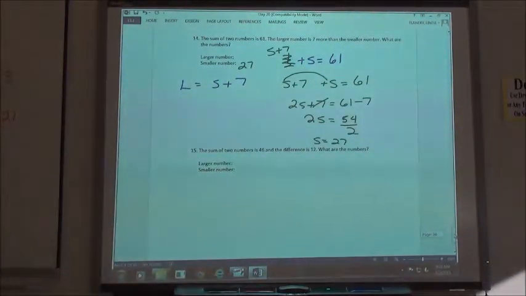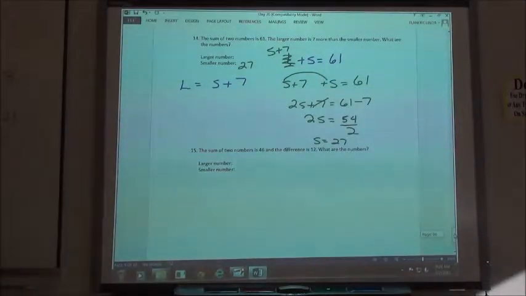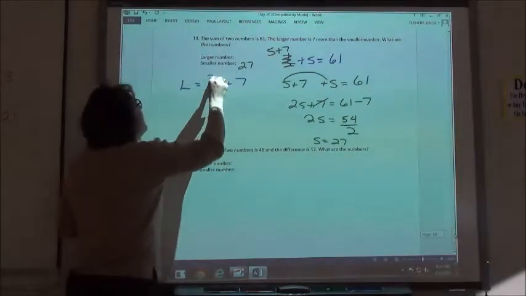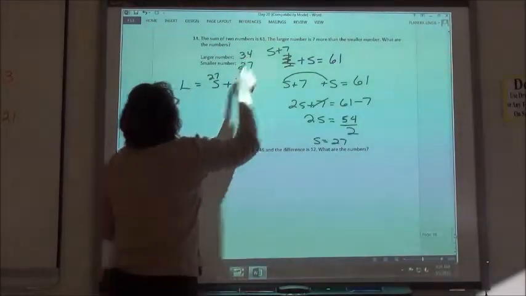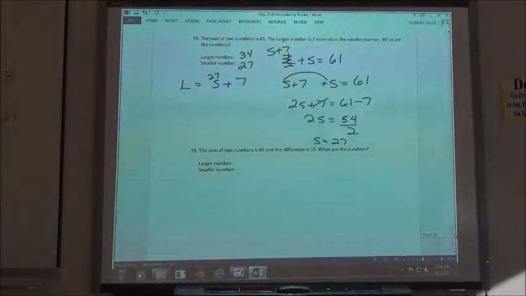What is my large number going to be? 34. How'd you get that? 27 plus 7, right? 7 more than my small one. And if I double check that, 34 plus 27 does add up to 61, so that would make sense.